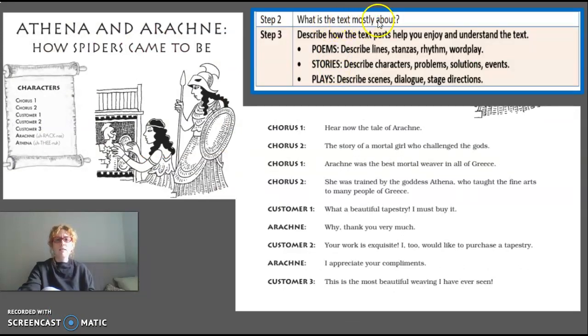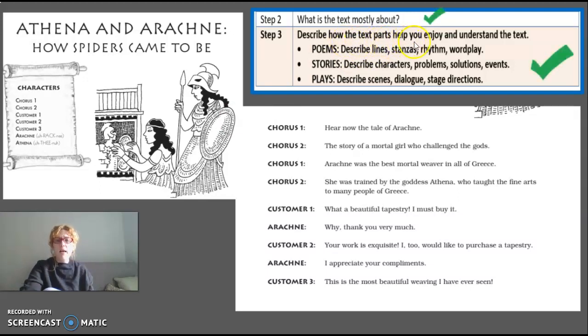What is the text mostly about? Well, I know the title is Athena and Arachne and how spiders came to be. And I remember that when I read this, there was a competition between Athena and Arachne because Arachne thought she was a better weaver and she got turned into a spider. All right. The text is about how Arachne disrespected the gods and became a spider. I got what the text is mostly about. Check. Now I can go to step 3.